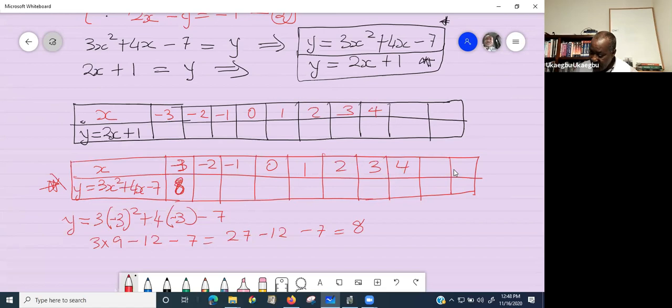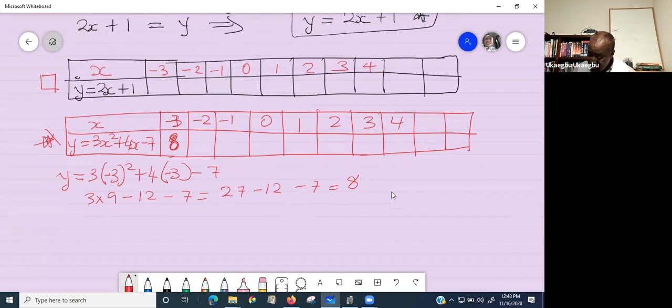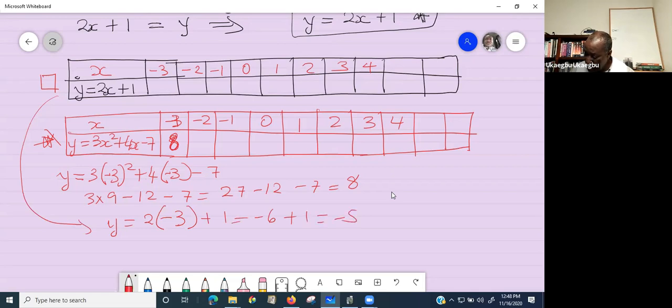All right? Now, let me do the first one on this one, so that I'm going to give you time to do the rest of it, and we take it from there. So for the first one, you are going to have y equal to 2 bracket negative 3 plus 1. Okay, 2 times negative 3 is negative 6. So you have negative 6 plus 1, which is negative 5. So you have negative 5 here. Once again, use a calculator so that you don't waste all the time.